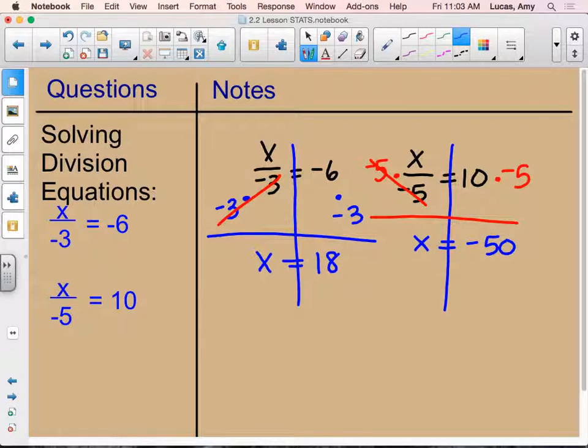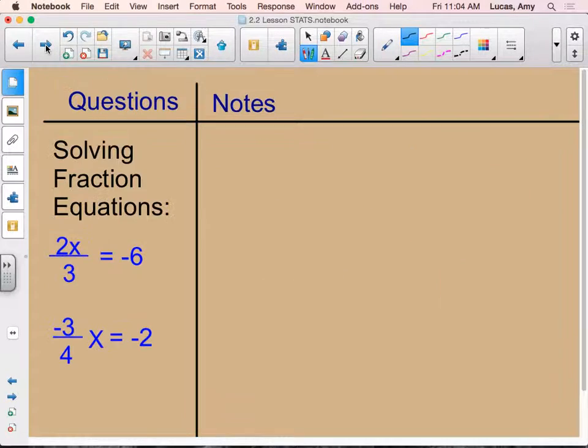The ones that look like fractions are the ones that students typically forget how to solve. So when it looks like a fraction, that means something is being divided. So when it looks like a fraction, something's being divided, you have to multiply.